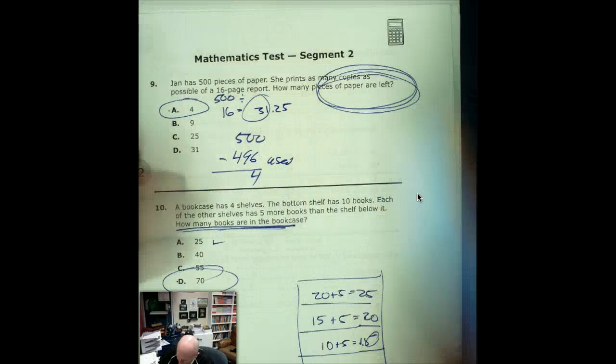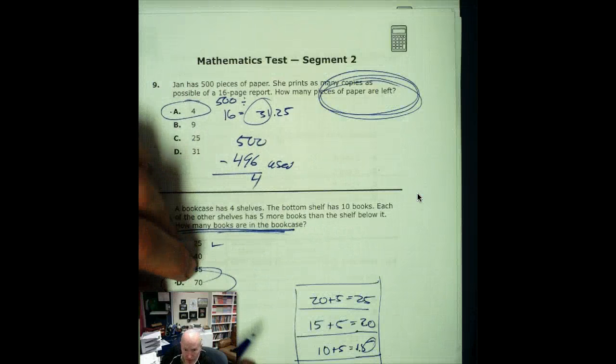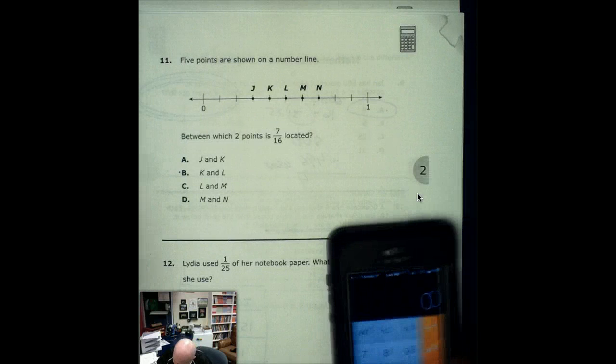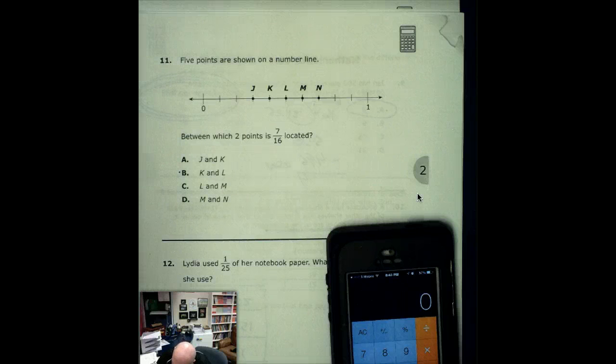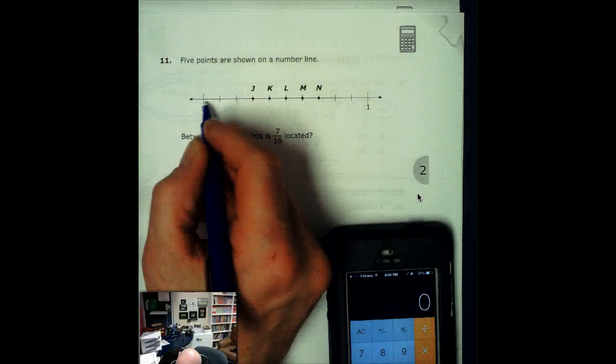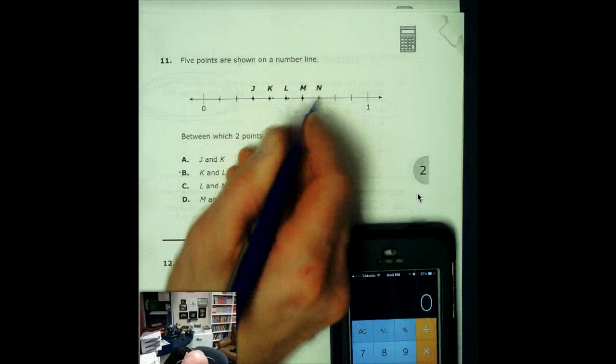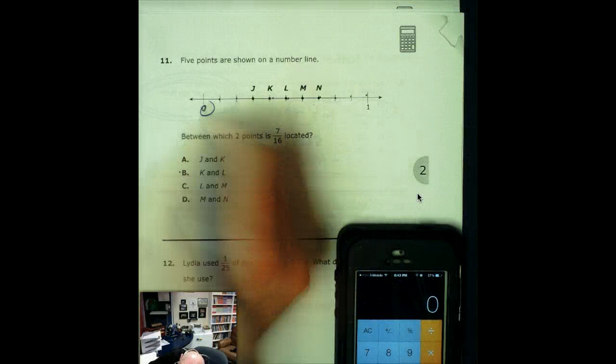All right. Next problem. I think I got time for maybe one more before I run out of tape here. 5 points are shown on the number line. Between which 2 points is 7/16 located? First thing, we have to determine the interval. So we've got 1, 2, 3, 4, 5, 6, 7, 8, 9, 10. So we start at 0, and here's 1.